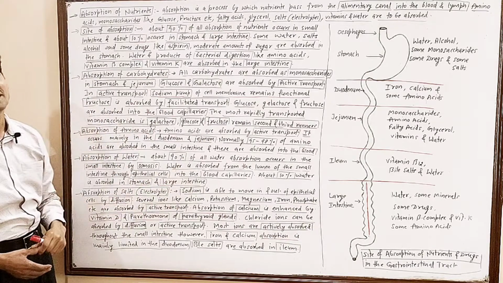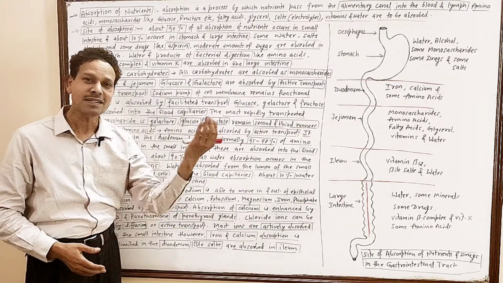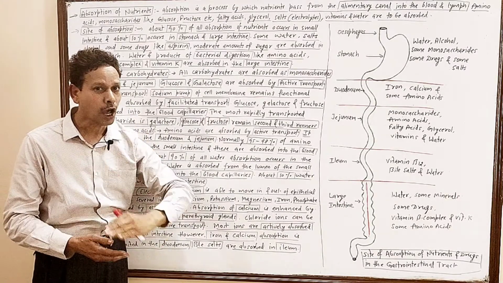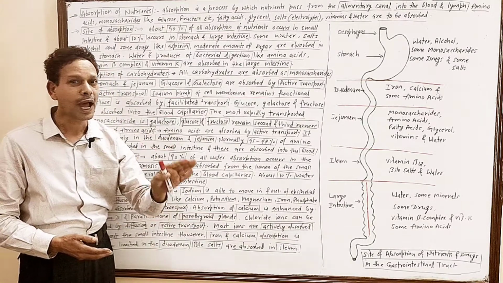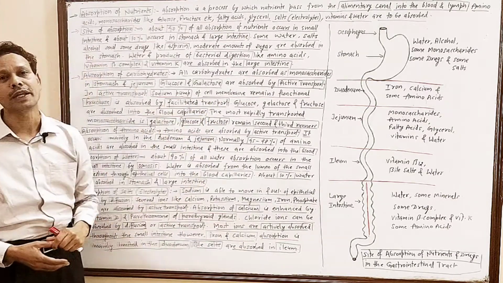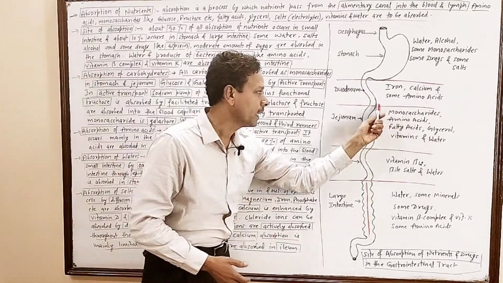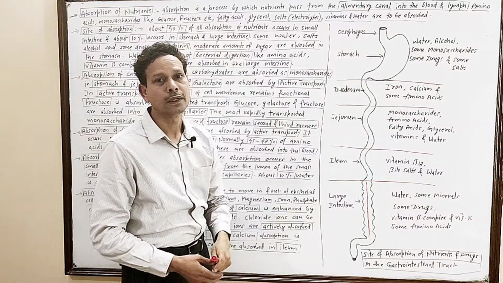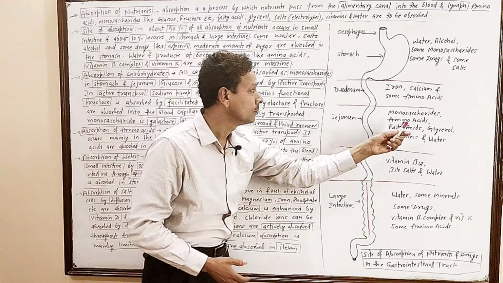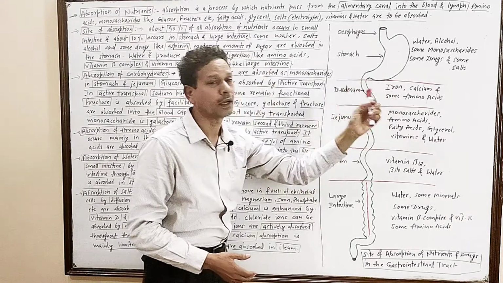Absorption of amino acids. It is an active process. It means absorption of amino acids requires a carrier molecule as well as expenditure of metabolic energy, ATP. Absorption of both monosaccharides and amino acids occurs in the jejunum of the small intestine. Some amino acids are also absorbed in the upper part, the duodenum, of the small intestine.